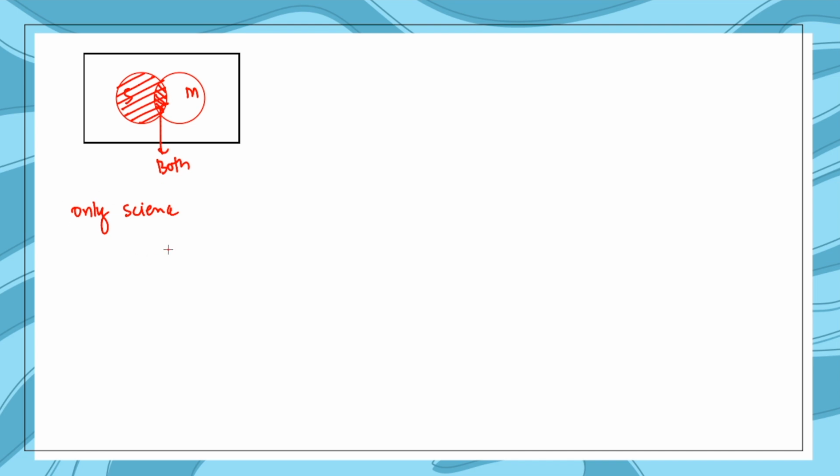If you want to find out only science students, those who have passed in only science, for that you have to subtract from the total students who have passed in science, minus those who have passed in both.